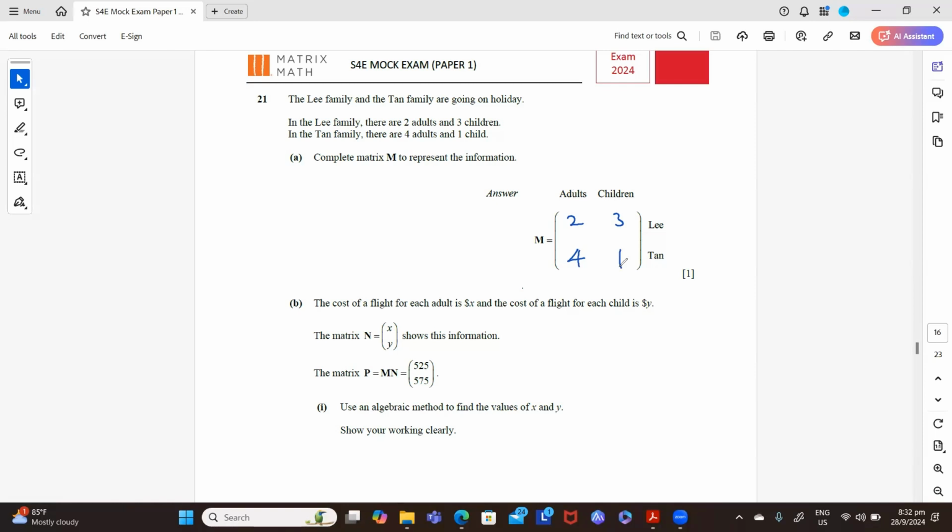Okay, now for part B, given that P equals M times N, so the matrix M times the matrix N to give you 525 and 575. So use an algebraic method to find the values of x and y and show your working clearly. Okay. So P actually equals 525, 575, right? So write this down. A 2 by 2 matrix multiplying with a 2 by 1 matrix to give you a 2 by 1 matrix.